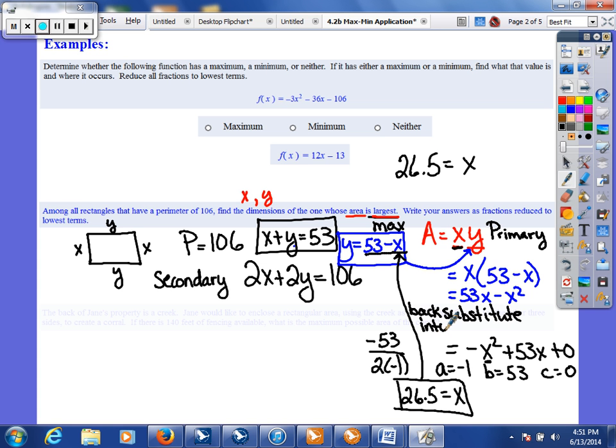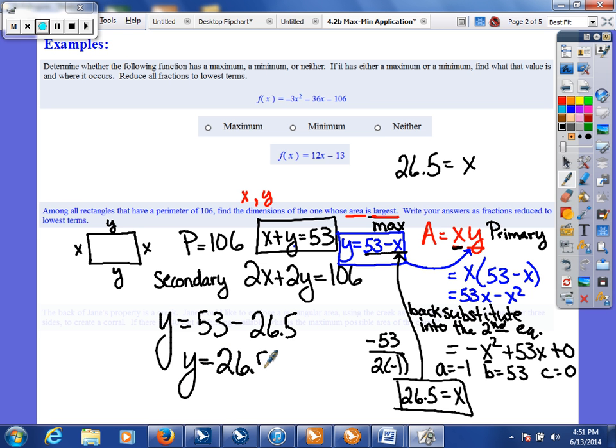into the secondary equation. Okay? So I'm going to back substitute into the secondary equation to find my y value. So in other words, y should equal whatever 53 minus x is. Well, what's x? 26.5. And what you'll notice is, once you do the arithmetic, what you also get is 26.5.